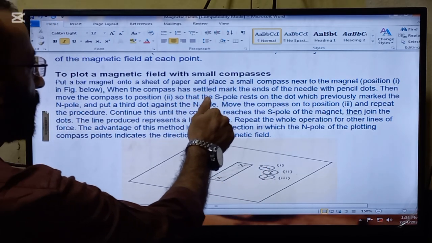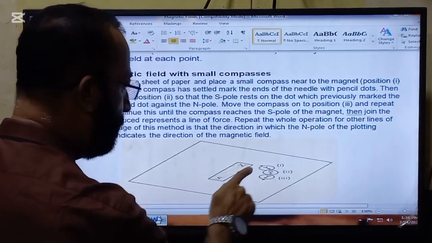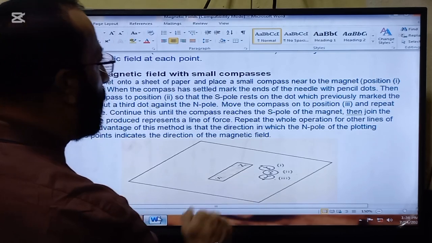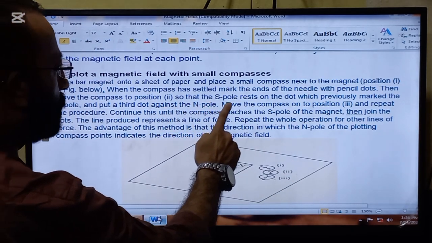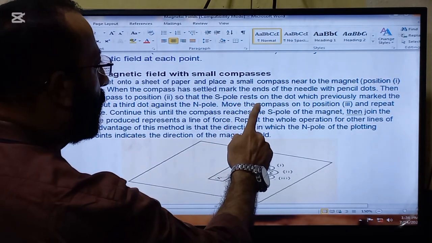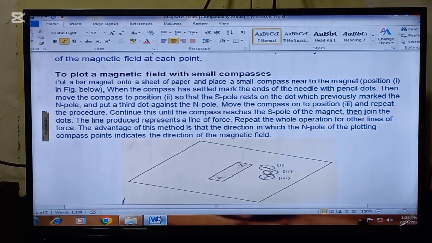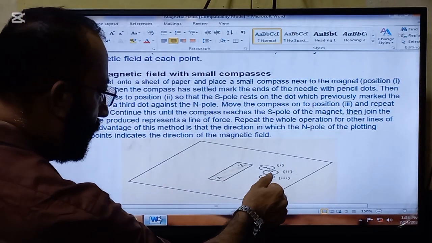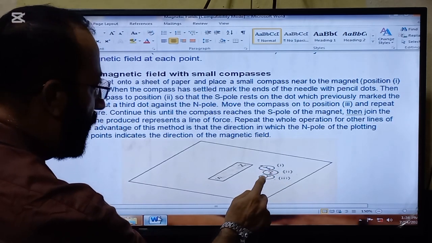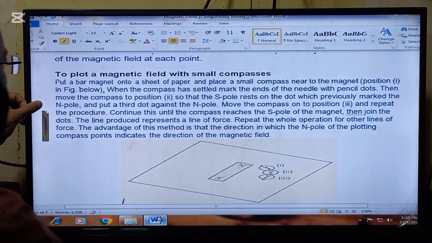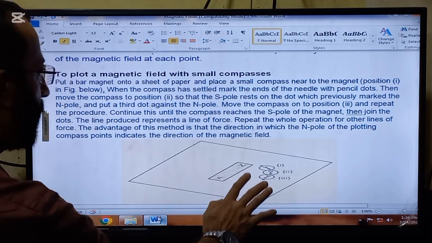When the compass has settled, mark the ends of the needle with pencil dots. So we will place pencil dots over here. Then move the compass to position 2 so that the south pole rests on the dot which previously marked the N pole. Look now, this will be the second position at which the compass will be put. Again, put a third dot against the N pole.